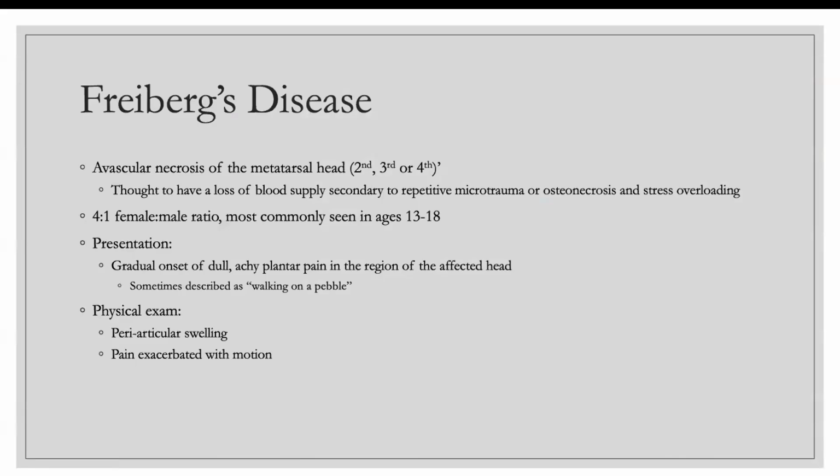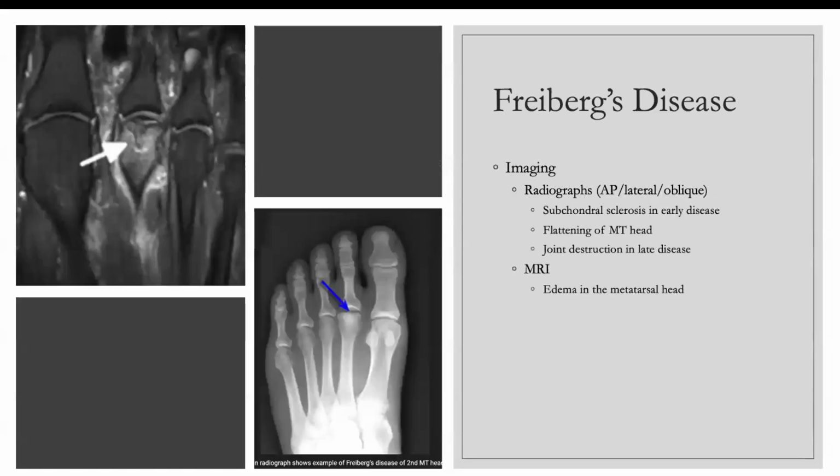Freiberg's disease is going to be the avascular necrosis of the metatarsal head, most commonly at the second metatarsal, but can occur at the third and fourth less commonly. This one is finally going to favor our females over our males, and it's most commonly seen in our teenage years, 13 to 18. Again, dull, gradual onset of pain in the region of the affected head. Patients often describe the feeling of walking on a pebble, like a small irritant. There might be some swelling at the joint itself, and then pain gets exacerbated by motion at the joint.